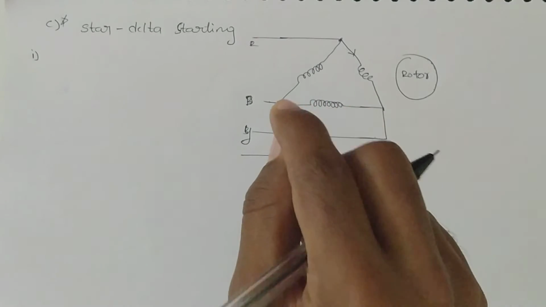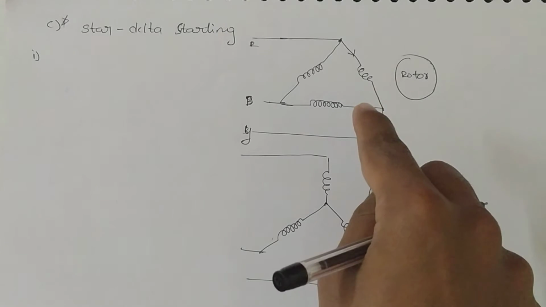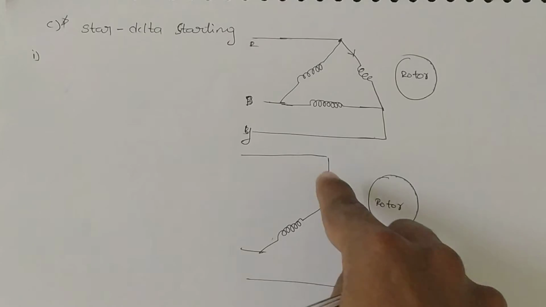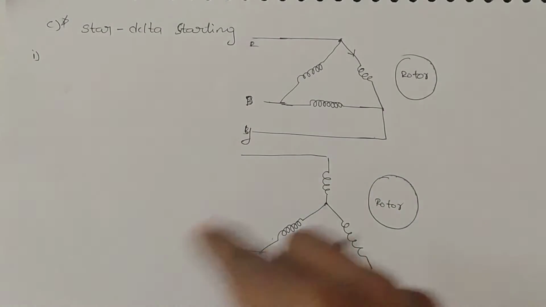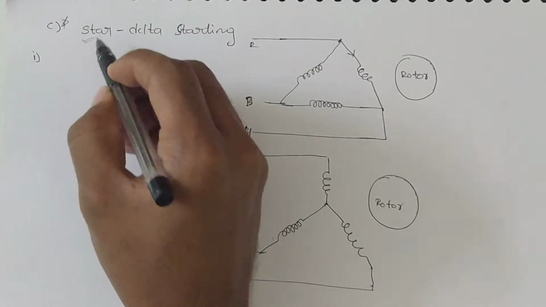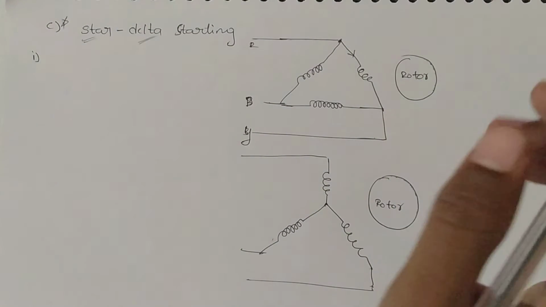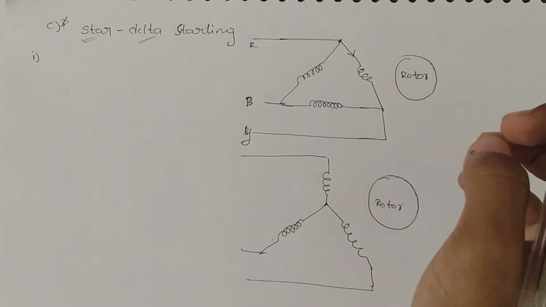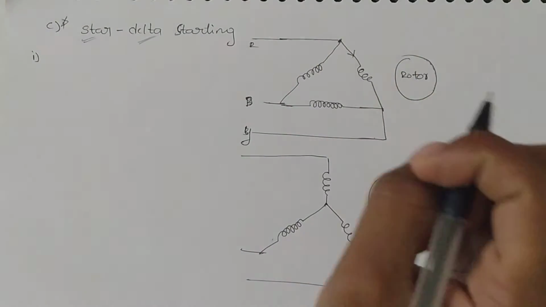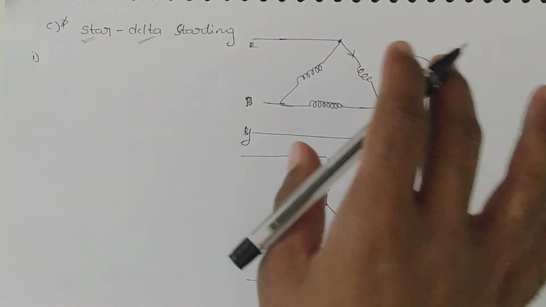That means in the running condition, the motor is connected in the delta configuration. But at the starting, in order to decrease the starting current, we are connecting it as a star connection. That's why it is called star delta starting. Initially star, and in the running condition we connect it again to the delta connection. So let's see how it decreases the starting current and what happens to the starting torque. All things we will discuss, and we will conclude the starting methods in this video.